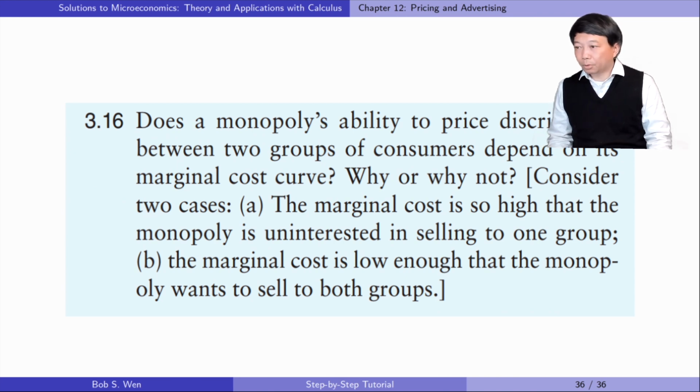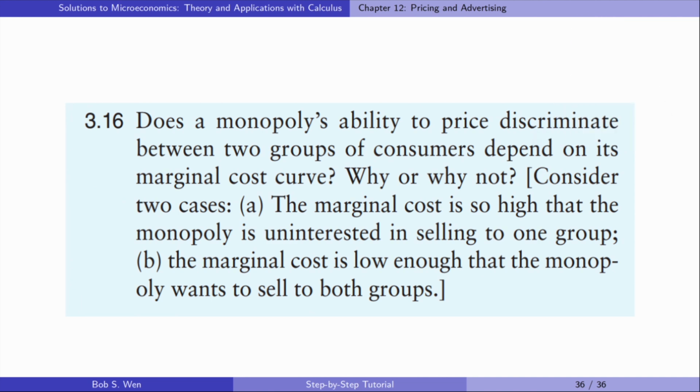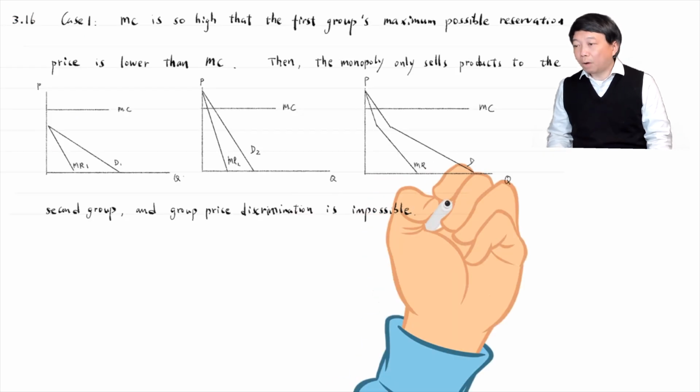Let's finish the last question. Does a monopoly's ability to price discriminate between two groups of consumers depend on its marginal cost curve? Why or why not? We follow the hint in this exercise and consider two cases. In case 1, the marginal cost is so high that the first group's maximum possible reservation price is lower than the monopoly's marginal cost, as the graph shows.